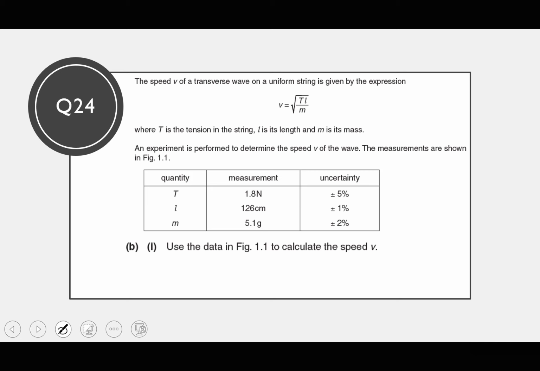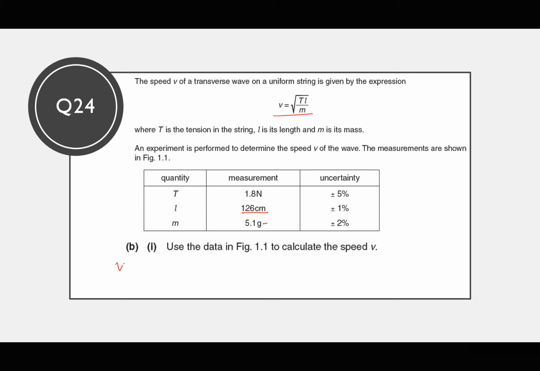Oh, it's another question. The speed v of a transverse wave on a uniform string is given by that, where T is the tension, therefore it is a force in newtons. An experiment is performed to determine the speed. The measurements are shown in the table. Use the data to calculate the speed. So let's straight away find the speed. Note that this is in centimeters, this is in grams. You must ensure that they are in SI units.